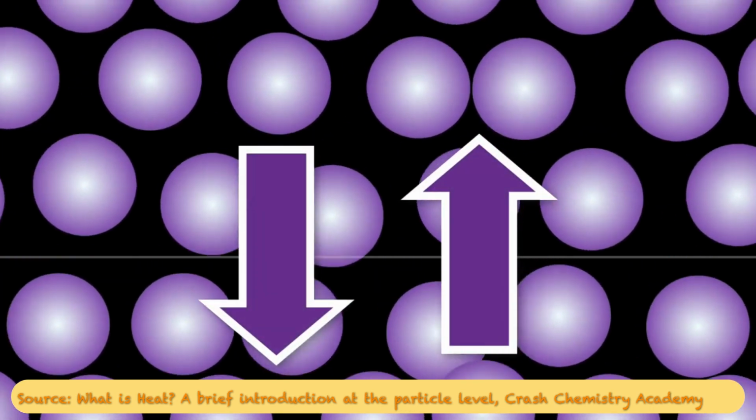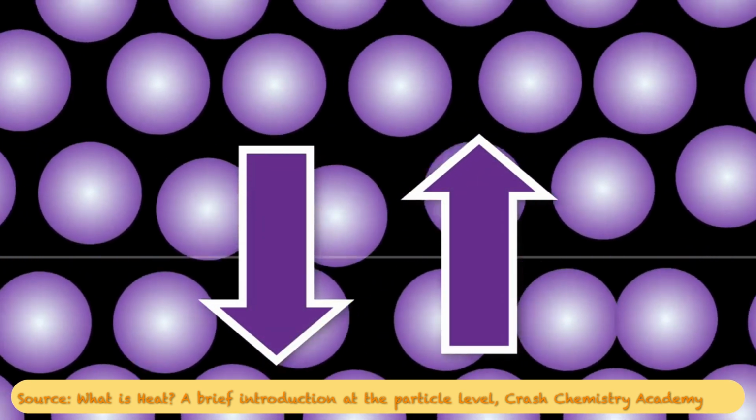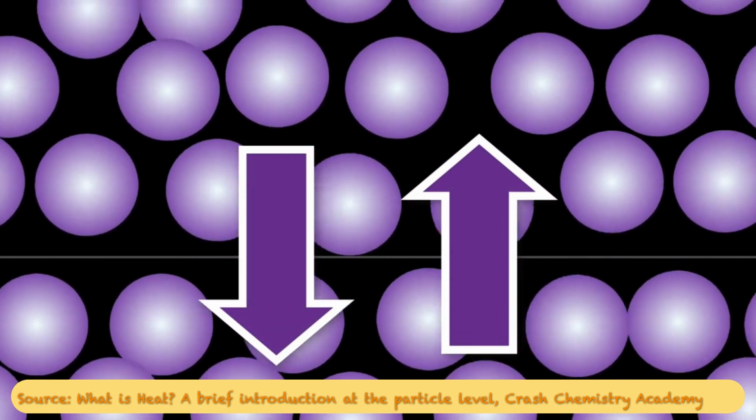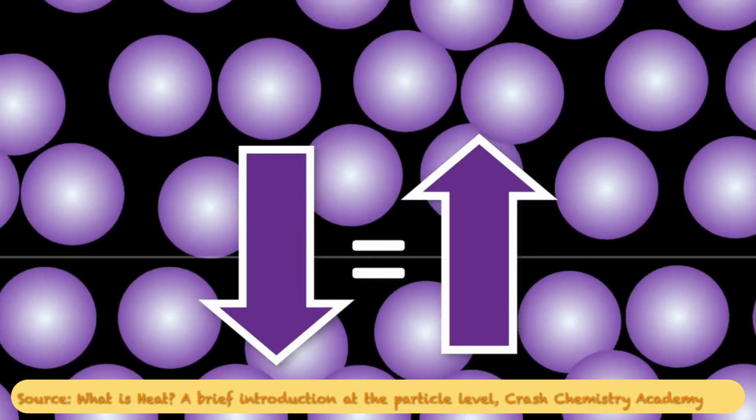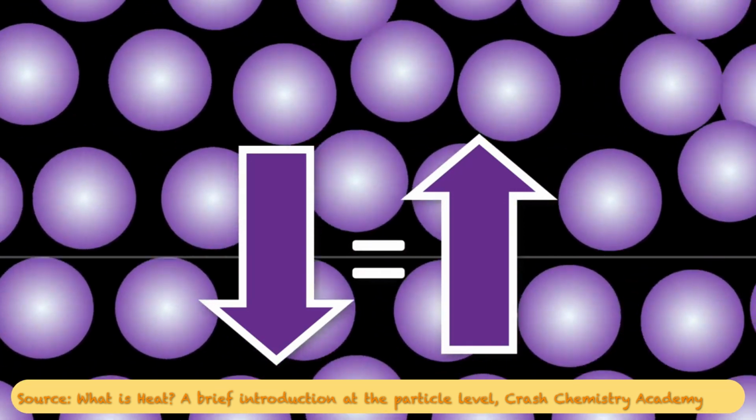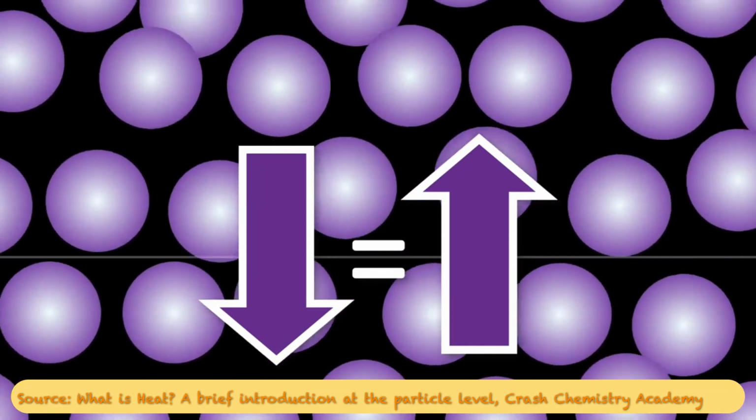The amount of heat going from the upper block to the lower is equal to the amount of heat going from the lower block to the upper block. The rate of kinetic energy transfer between the blocks is now equal, which defines the equilibrium.